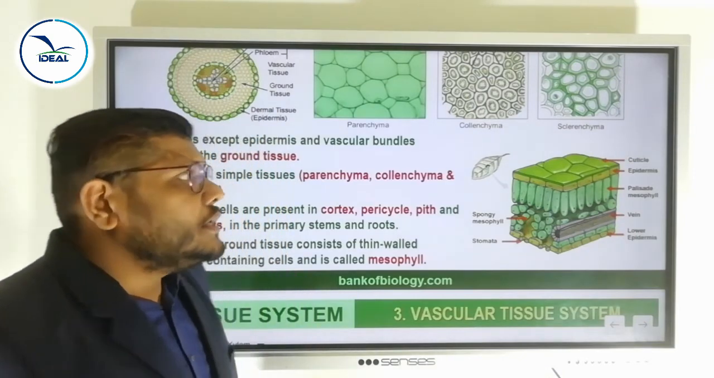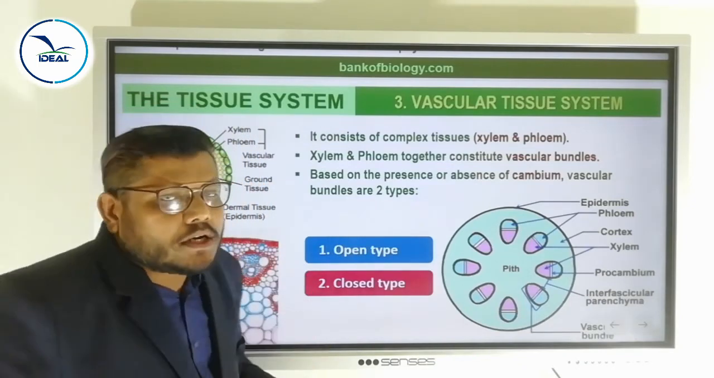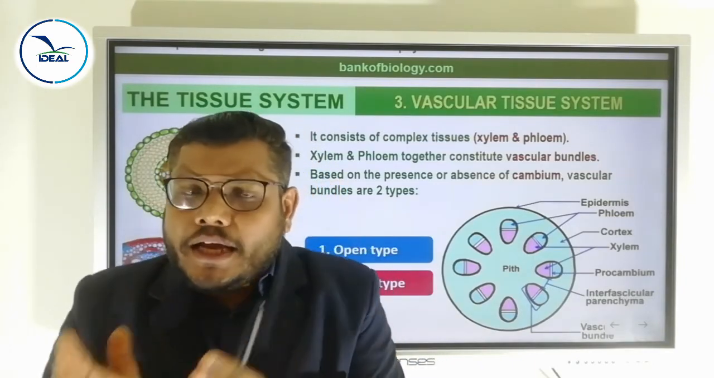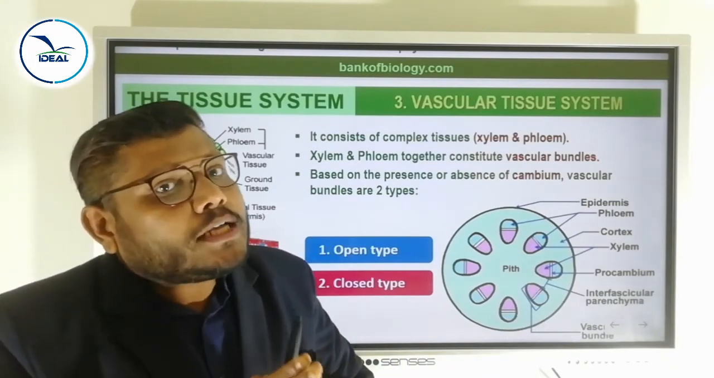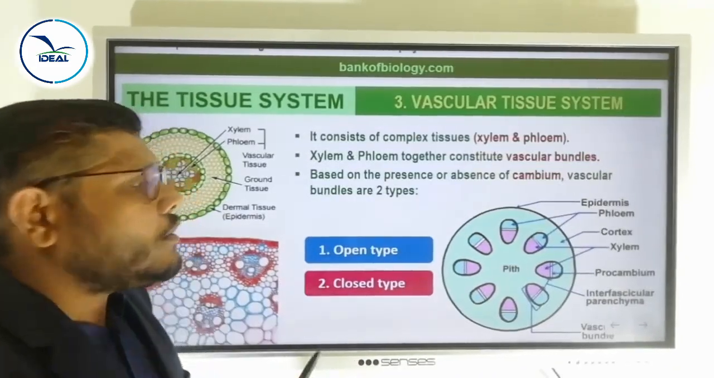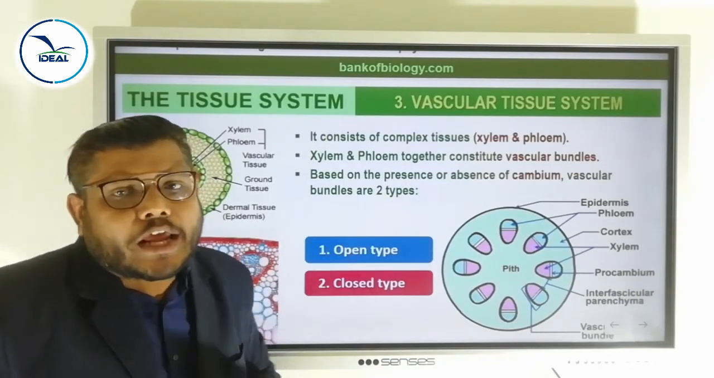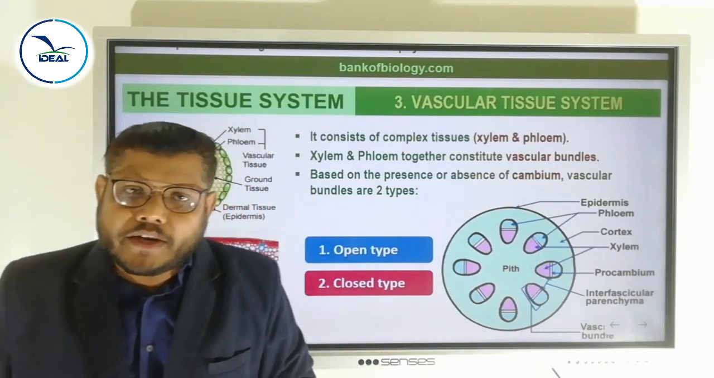Is it clear? So the next one is the vascular tissue system. What is the vascular tissue system? It consists of complex tissues, that is xylem and phloem. So xylem and phloem are called the vascular tissue system, or we can say that xylem and phloem together constitute the vascular bundle. Based on the presence or absence of cambium, what is cambium? Lateral meristem or secondary meristem.